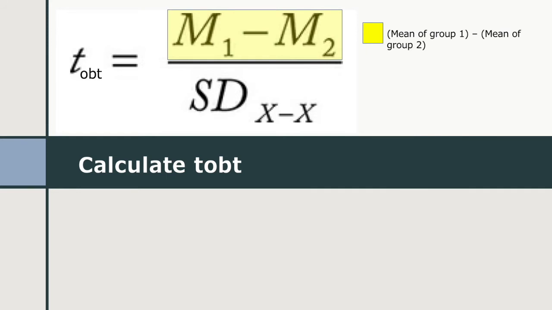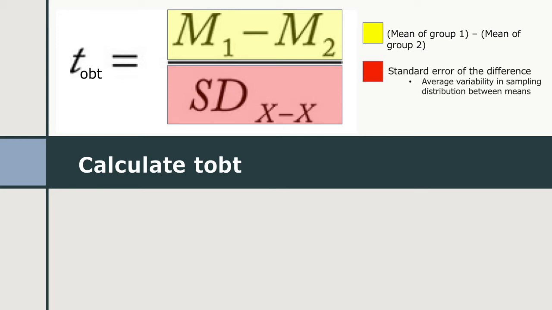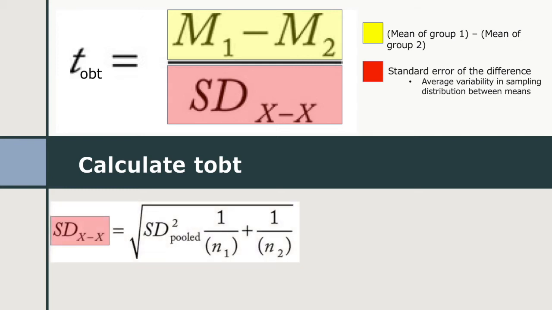So we have in the numerator the mean of group 1 minus the mean of group 2. And then in the denominator, we have this weird thing, SD subscript x minus x. Most places would list it as x1 minus x2. That is called the standard error of the difference. It's the average variability in the sampling distribution between the means. We take the variability of one group and the variability of the second group, and we see how they differ on average. So that's not an easy calculation, so we need to see how to do it. It actually looks like this.